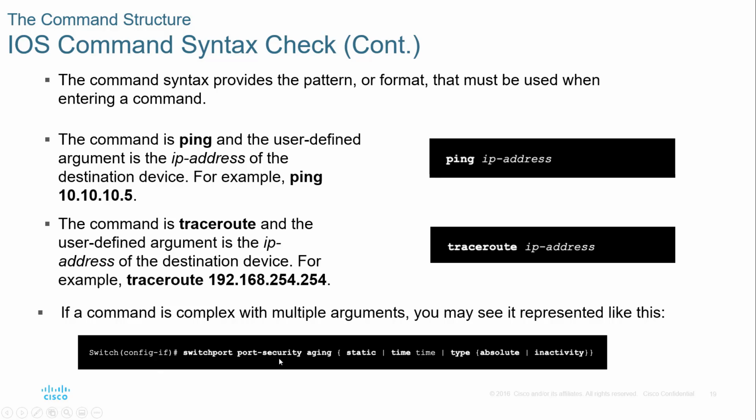If we do switchport port-security aging, this is an actual printout of the command set. Notice we have static, we have time that is not italicized and not bolded, and then we have type, and then type would be either absolute or inactivity. So part of this is learning how we could decode our command line. This is an example of a multi-argument command, where these are singular argument commands.